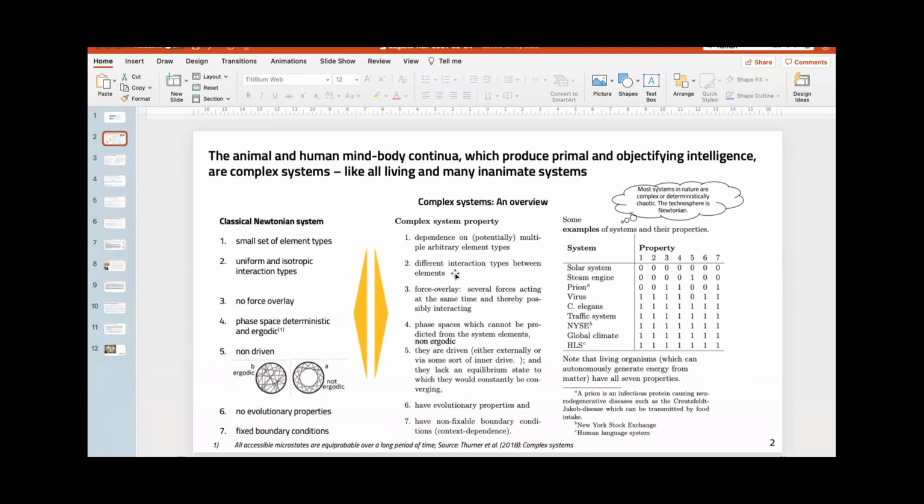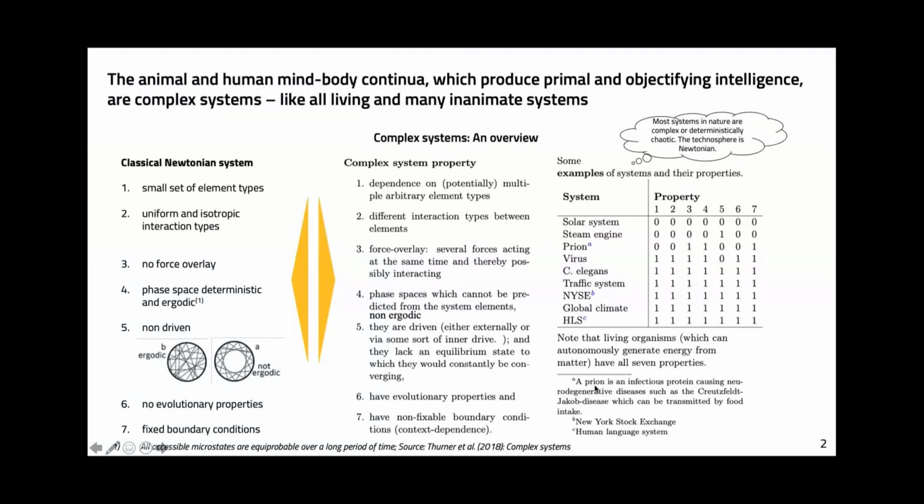Yes. So you give C. elegans as an example of a complex system. I assume you would give a human being as an example of a complex system. Yeah, also, of course. Yes. Now, but can you tell me how a human being has evolutionary properties? Yes.